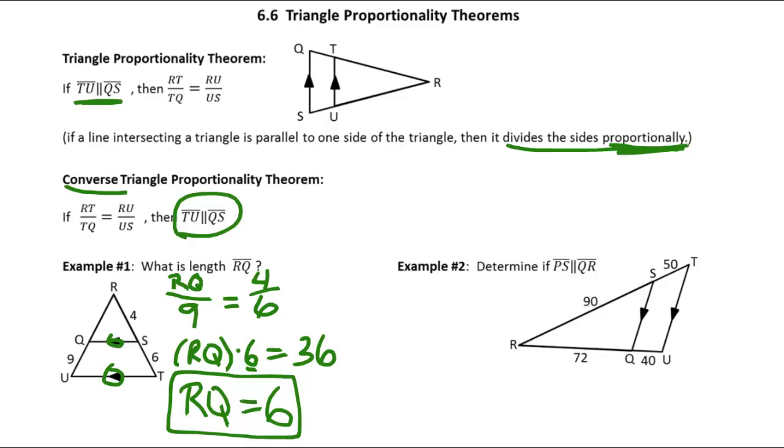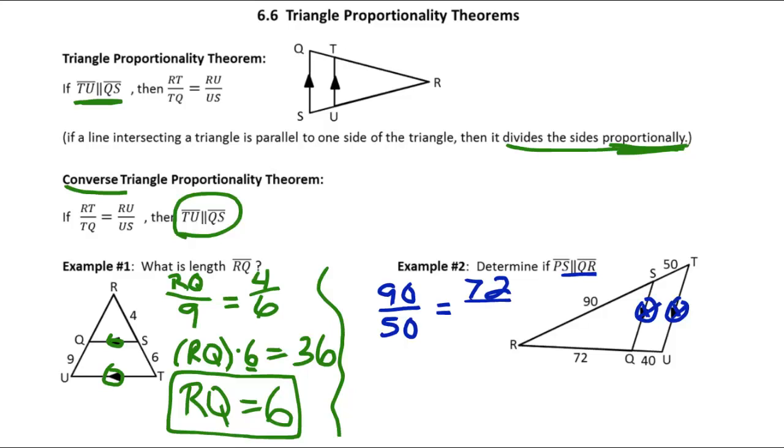Let's look at example number 2. Now, in example number 2, I'm determining if I have parallel lines. To figure out if I have parallel lines, knowing that I have this line that is hopefully parallel to the third side here, I actually should not have drawn on the little triangles yet because we don't know if they're parallel yet. So let's figure that out. If they're parallel, then my sides are proportional. That would mean 90 over 50, RS over ST, would have to be in the exact proportion of 72 over 40.